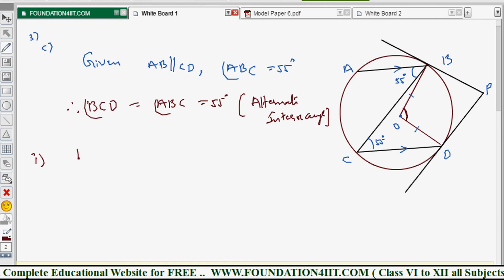So based on that, angle BOD is equal to 2 times angle BCD. 2 into 55 degrees, that is 110. Okay, this is 110 now. The angle subtended at the center is double the angle subtended at the remaining part of the circle. Otherwise, the angle at the center is 2 times the angle at the circumference. That is the property.